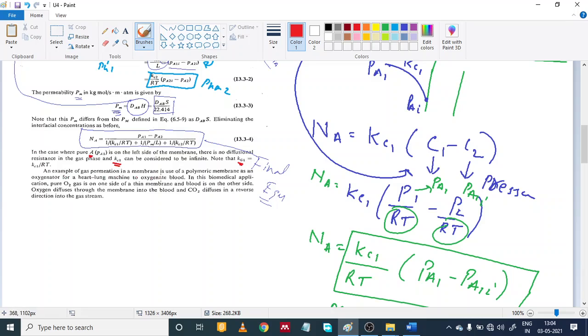An example of gas permeation in a membrane is the use of a polymeric membrane as an oxygenator for the heart-lung machine to oxygenate blood. In this biomedical application, pure O2 gas is on one side of the thin membrane and blood is on the other side. Oxygen diffuses through the membrane into the blood, and CO2 diffuses in the reverse direction into the gas stream. So this is oxygen and here CO2 is there. This is a membrane here. So this oxygen is shifted here and this CO2 is going this way. So this is one example of the gas phase where we have to find out the resistance. Thank you very much.